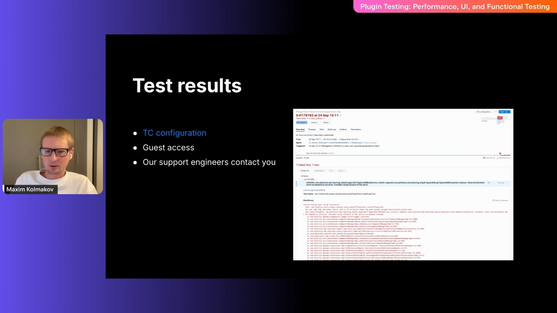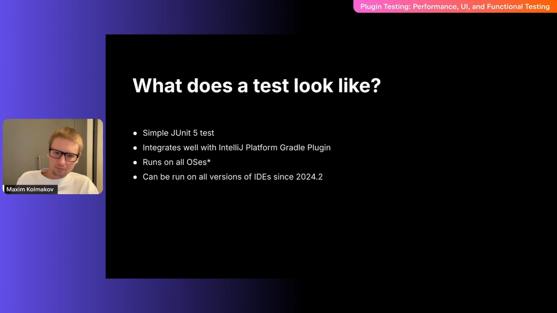When our support team contacts you, they will include a link to the test failure. We've set up a special TeamCity instance with guest access where you can see exactly what went wrong. You will find everything you need there: the error details, idea log, screenshots, and other files we collect during the test run.